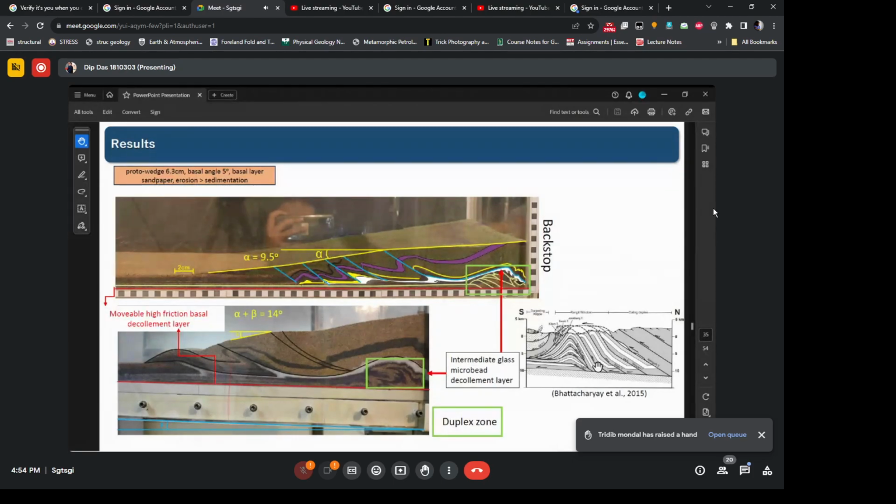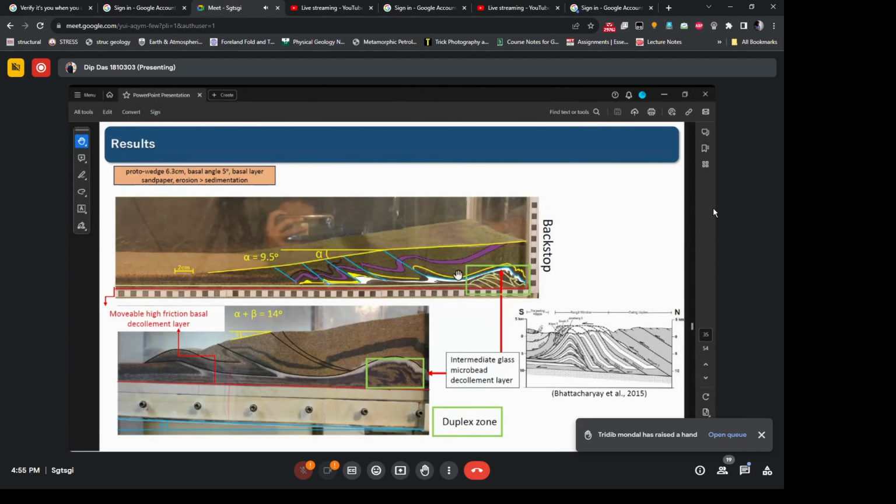I have some doubts about how far these sandbox models would apply to the actual duplex in the field. Because the other difference in this case is that the duplex is forming towards the backside. Yes, sir. That is absolutely true. And the actual duplex that we are observing is not towards the backside. Yes. So how far the parameters of the experimental model are applicable is a question.